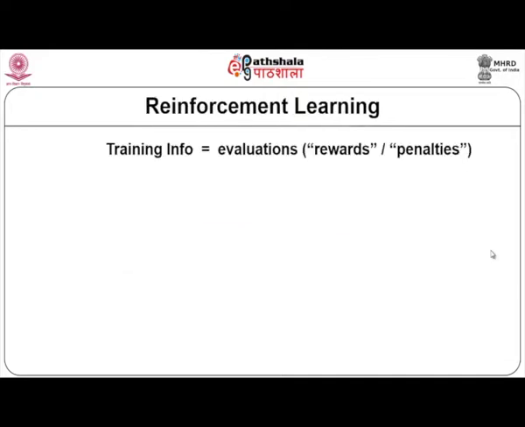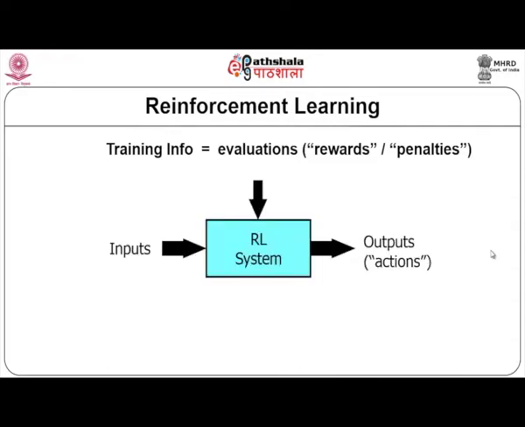Now, in reinforcement learning, the training information is only evaluations like rewards or penalties. I said punishment in a loose sense or in a casual sense, it is penalties. So, what you have here is the inputs, and the outputs are actions, okay. In a reinforcement learning system, the objective is to get as much reward as possible for the actions you do, okay. So, the training information gives those rewards and penalties.